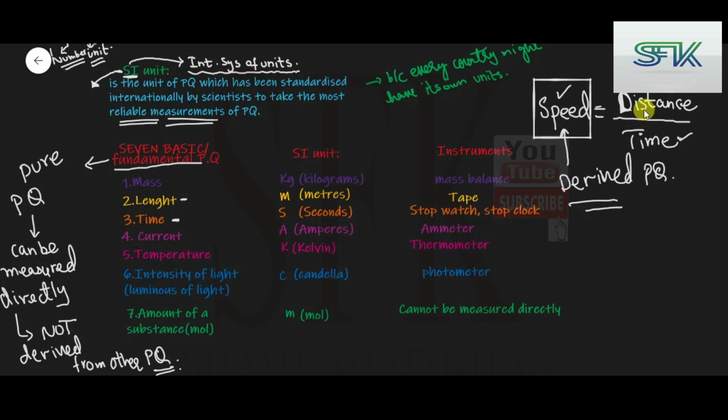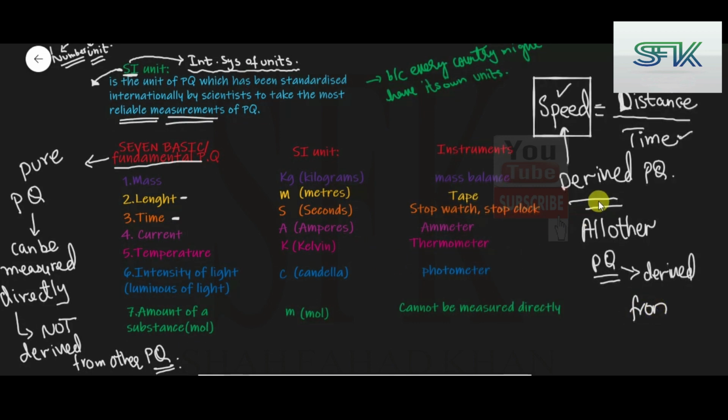Now an important fact to remember: all other physical quantities in physics are derived from the 7 fundamental physical quantities. All other physical quantities which are out there in physics are derived from the 7 fundamental physical quantities, and they are listed right over here.